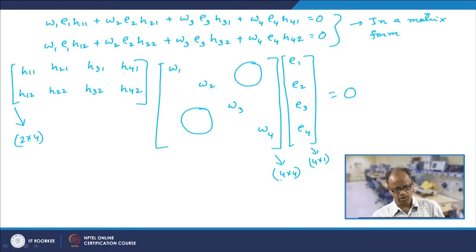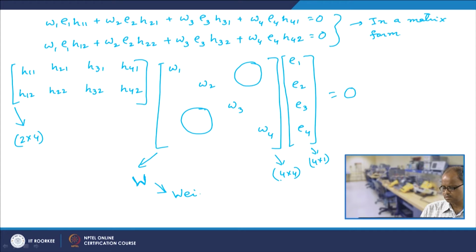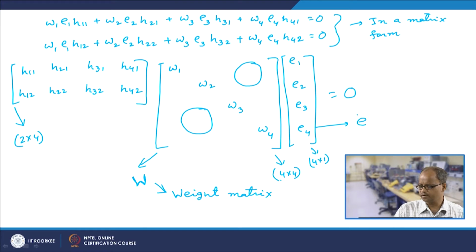Now, this matrix we denote as the capital W matrix. This is the capital W matrix, we call it the weight matrix, and this is the vector. We have already seen that this we denote as the vector E.